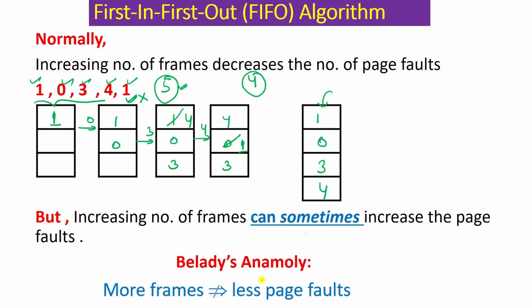There may be some other algorithms also which can suffer from Belady's anomaly, but for the time being, FIFO suffers from Belady's anomaly. So we can say allocating more number of frames does not always imply that we will have less number of page faults for a given process. This type of situation is called Belady's anomaly. Belady's anomaly is the unusual behavior which is shown in the FIFO algorithm, and it says increasing number of frames can sometimes increase the page faults. This is important, can sometimes.